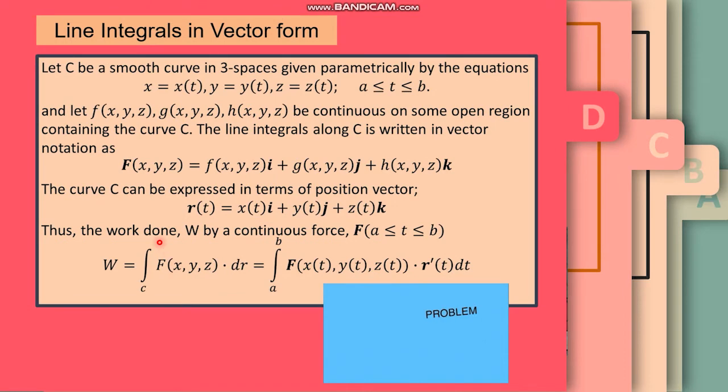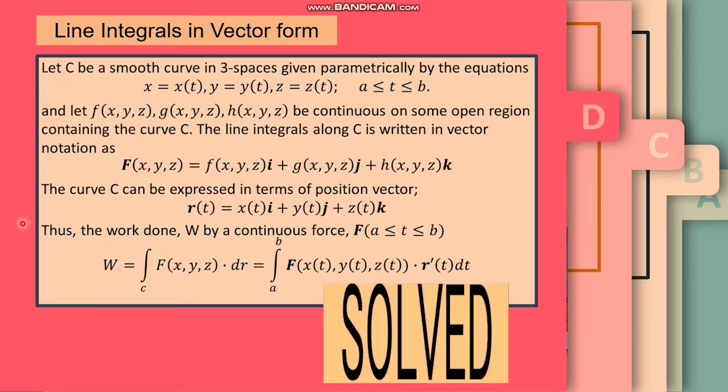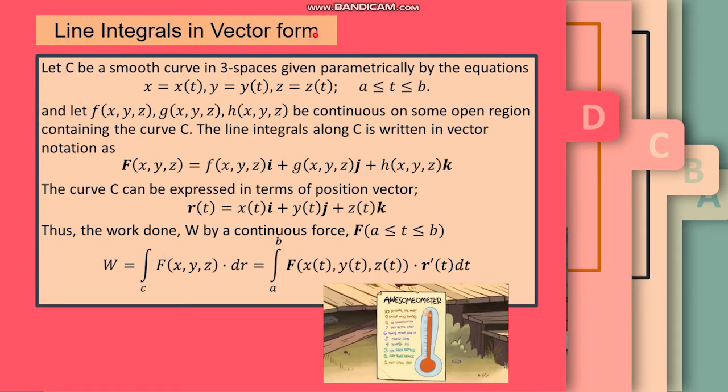So here is the summary for this line integrals in vector form.